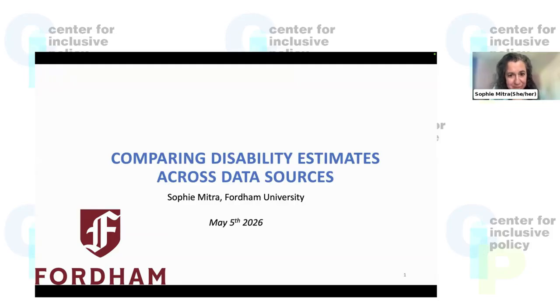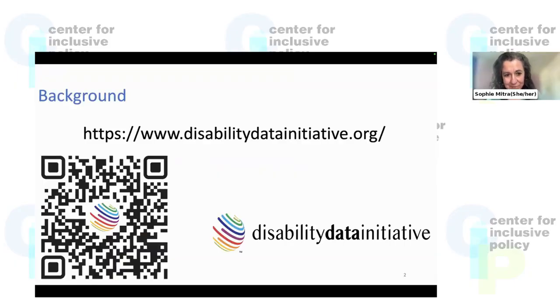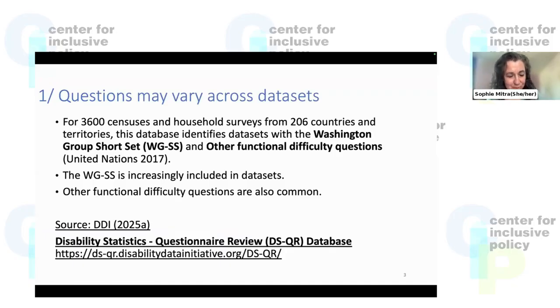So my name is Sophie Mitra. I'm at Fordham University, and I'm going to be sharing some results that illustrate some of the points that Dan just made. Those results are from the Disability Data Initiative. The Disability Data Initiative is an international partnership of researchers in Sub-Saharan Africa, Asia, Europe, North America, and Latin America. You have a QR code on the screen if you want to check out our website. The website is https://www.disabilitydatainitiative.org. And I'm going to share results from our databases. Our databases are accessible through the menu at the top, if you click on databases.